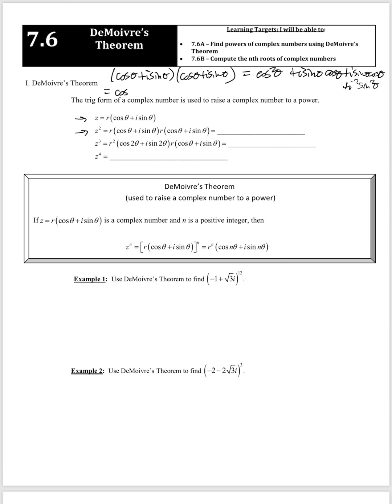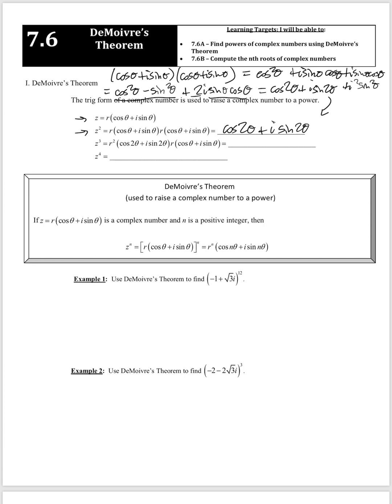And that equals cosine squared theta. i squared is -1, so minus 1 times sine squared theta. And then plus 2 times i sine theta cosine theta. And if we look at our double angle formulas that we learned a couple sections ago, cosine squared minus sine squared equals cosine of 2 theta. And 2 sine cosine is sine of 2 theta. And then I have an i there. So z squared simplifies to cosine of 2 theta plus i times sine of 2 theta.